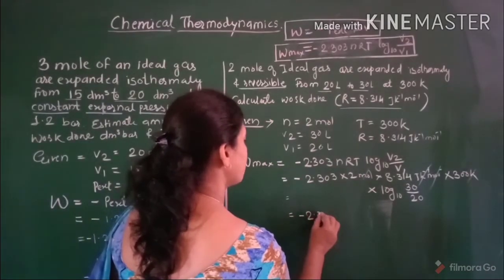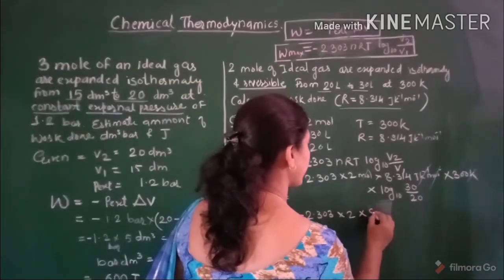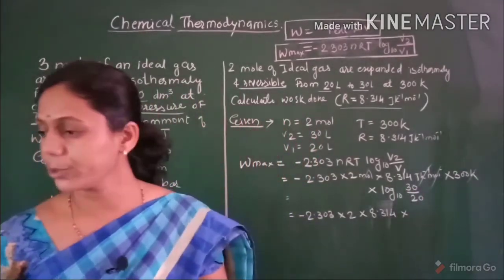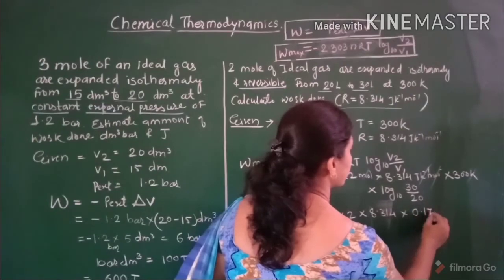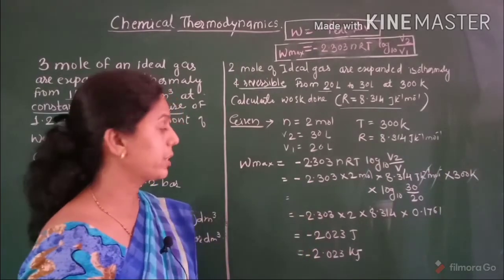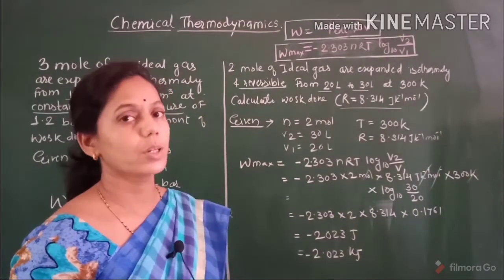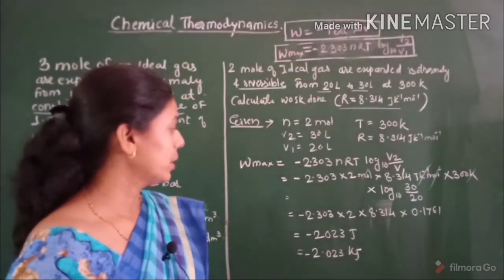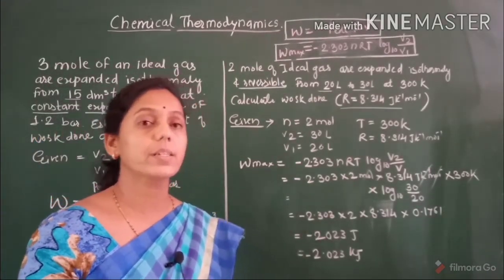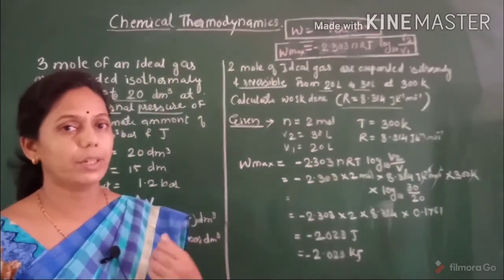Minus 2.303 into 2 into 8.314 and here the log of 1.5, 0.176, equals minus 2023 joule, and if you convert it into kilojoule, minus 2.023 kilojoule. So simple. Here, in both cases, the values of W are negative. That means this is the work of expansion, the work performed by the system on the surroundings.